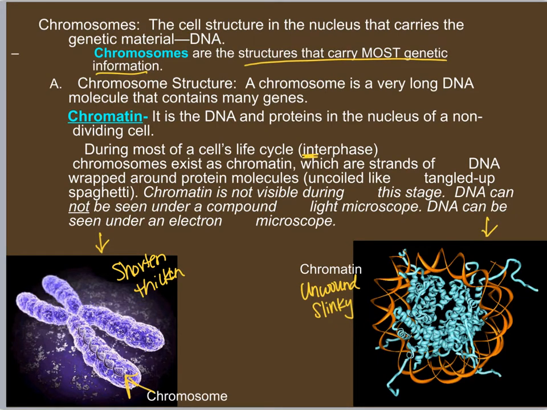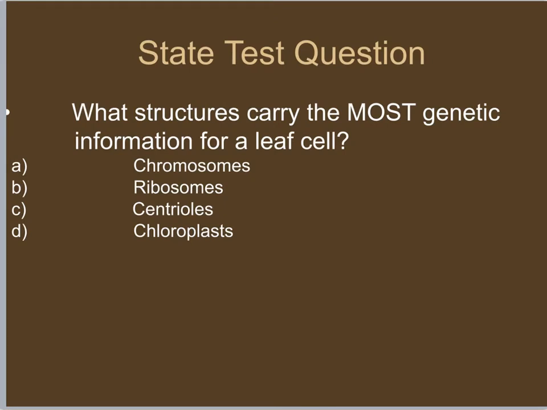Interphase is most of the cell's life cycle, and in interphase it is chromatin, N. So you can never see chromatin, and that's because it's unwound. The only way you can ever see DNA is under an electron microscope, and that will be when it's chromosomes. So you're more likely to see DNA during cell division because that's when it's chromosomes. All right, what structures carry the most genetic information for a leaf cell?